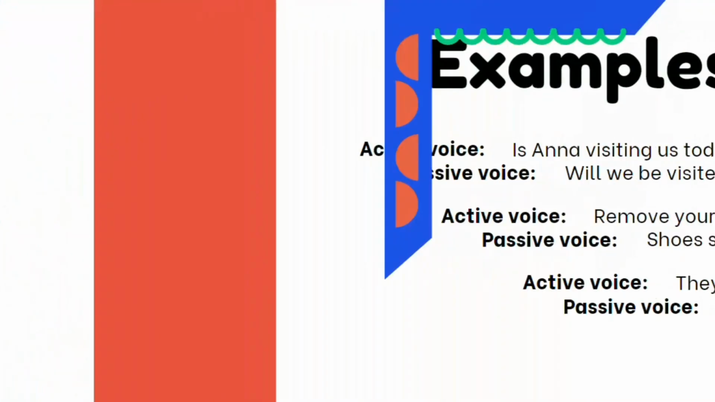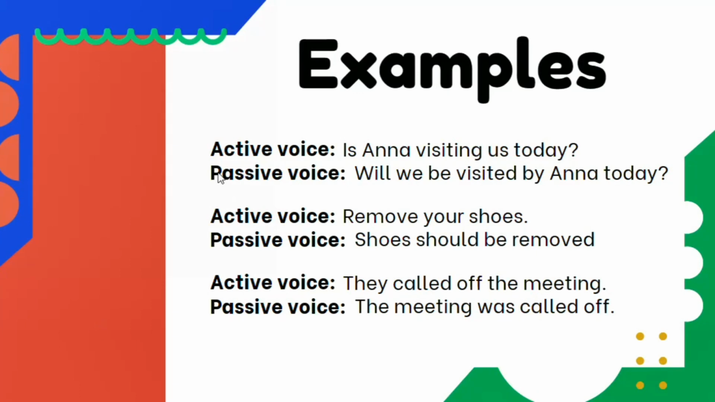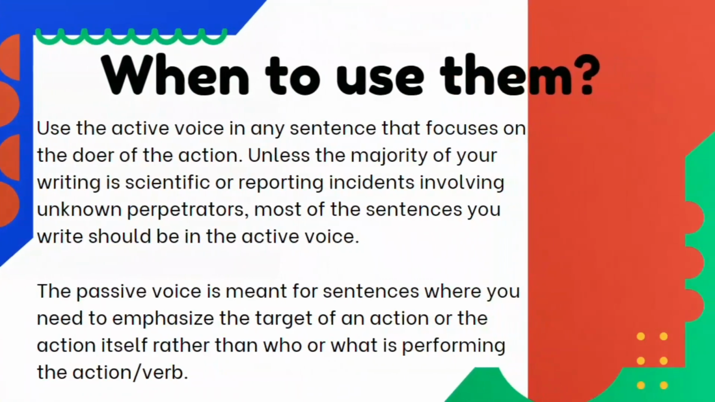But we will see a few more examples with active and passive voice. Active voice: Is Anna visiting us today? Passive voice: Will we be visited by Anna today? Active voice: Remove your shoes. Passive voice: Shoes should be removed. Active voice: They called off the meeting. Passive voice: The meeting was called off. Done.